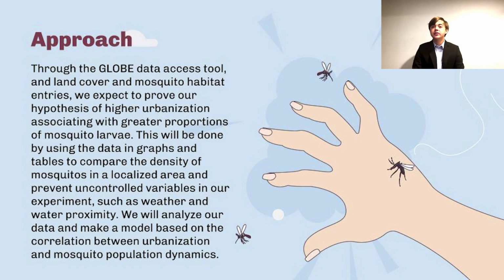This will be done by using the data in graphs and tables to compare the density of mosquitoes in a localized area and prevent uncontrolled variables in our experiment, such as weather and water proximity. We will analyze our data and make a model based on the correlation between urbanization and mosquito population dynamics.